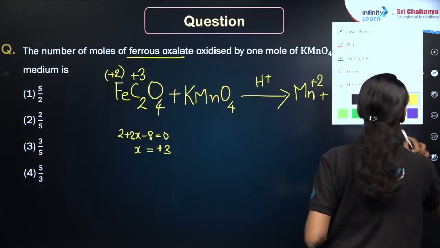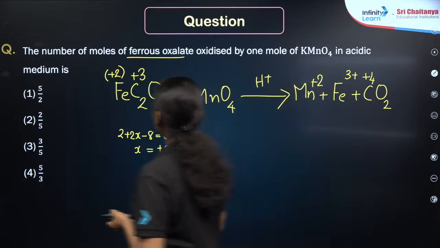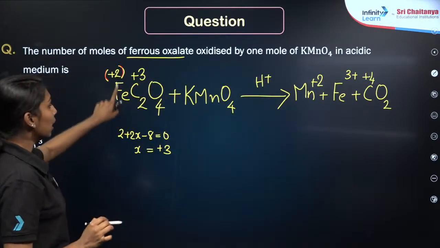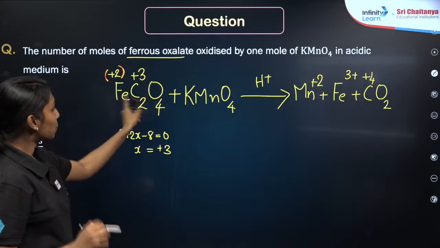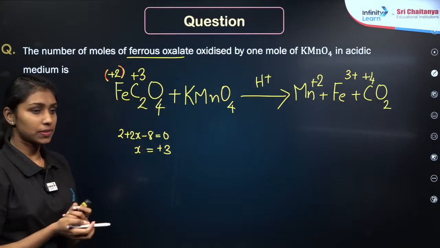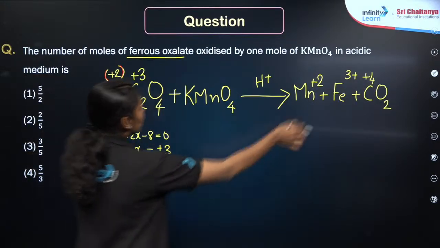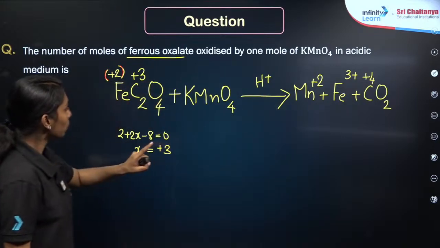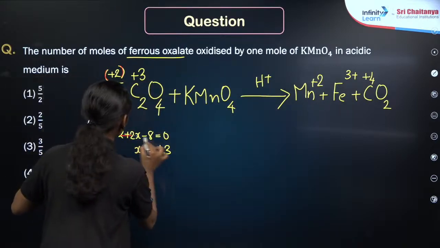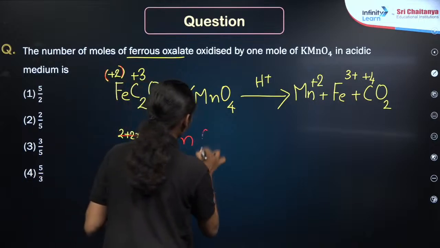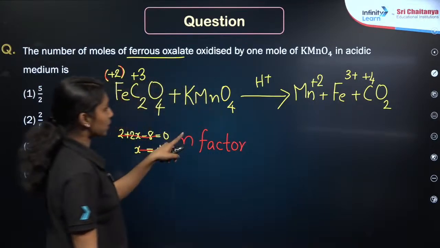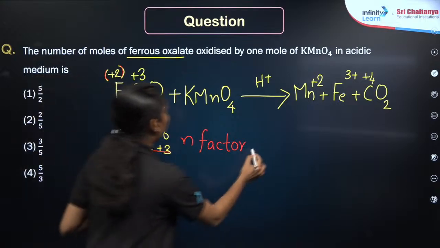First, you have to calculate the oxidation numbers of each atom. You can see here in the case of the oxalate ion, both iron and carbon change in their oxidation numbers, right? So for iron it is +2 to +3, and for carbon it is +3 to +4. So we take the n factor as the sum of these two atoms, right? Sum of these two atoms.